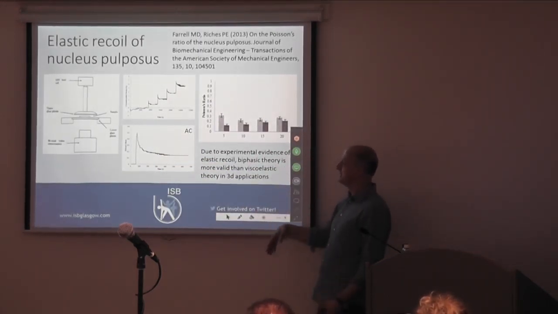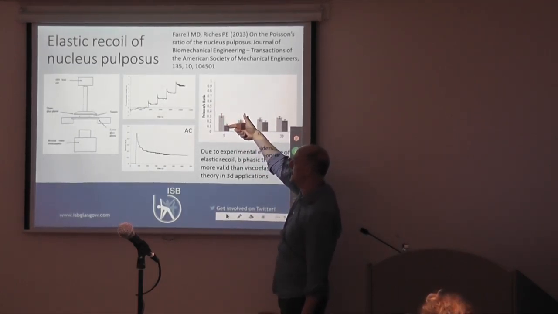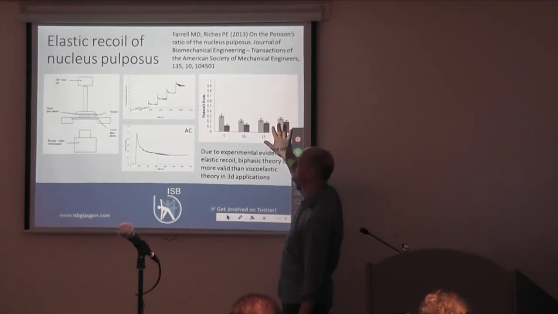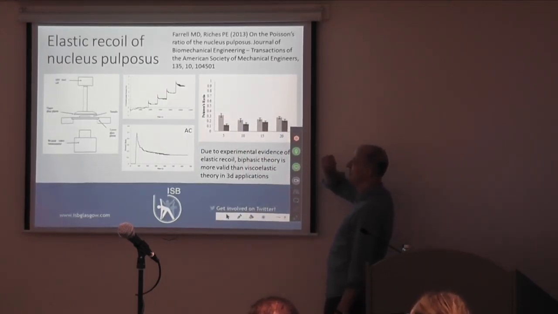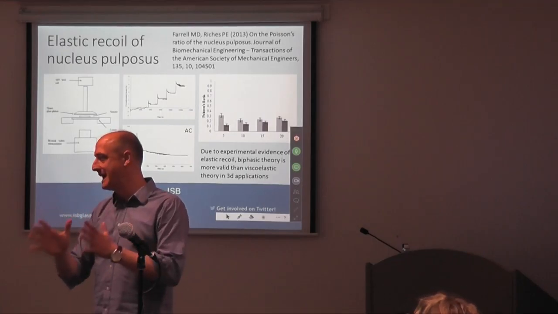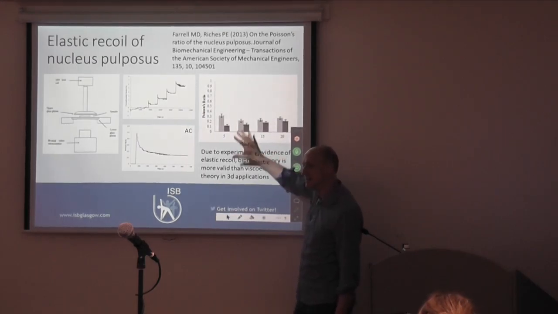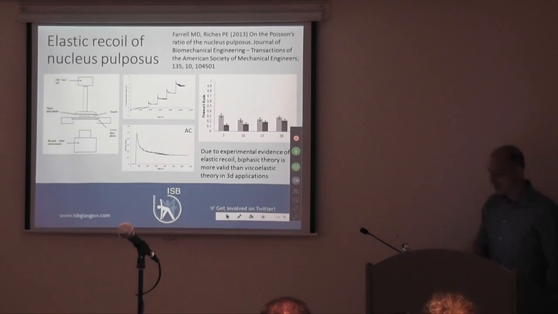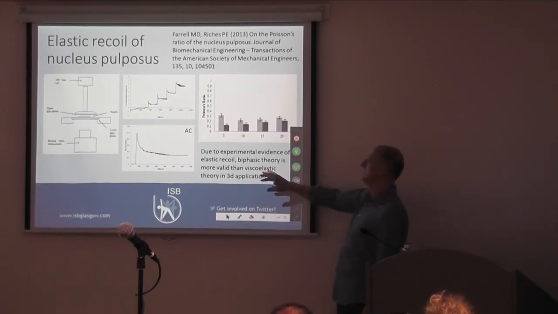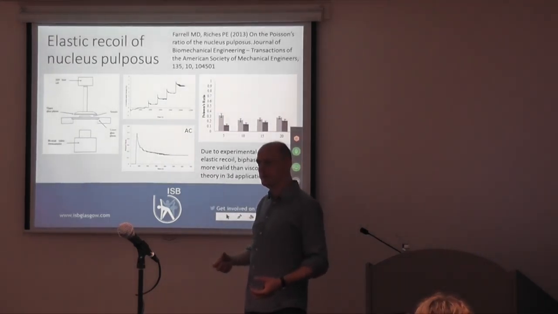So the theory, biphasic theory, predicts that if you squish it, it should expand at Poisson's ratio 0.5 and then recoil back. And so at different levels of axial strain, we showed this was a very significant effect for nucleus pulposus. Okay? Because that doesn't happen in viscoelasticity, this is the first sort of evidence to show that biphasic theory is much more appropriate for these tissues. So if you're dealing in three-dimensional applications and you're interested in time dependency, then I think, especially if you're squishing an intervertebral disc, that radial recoil is quite important.